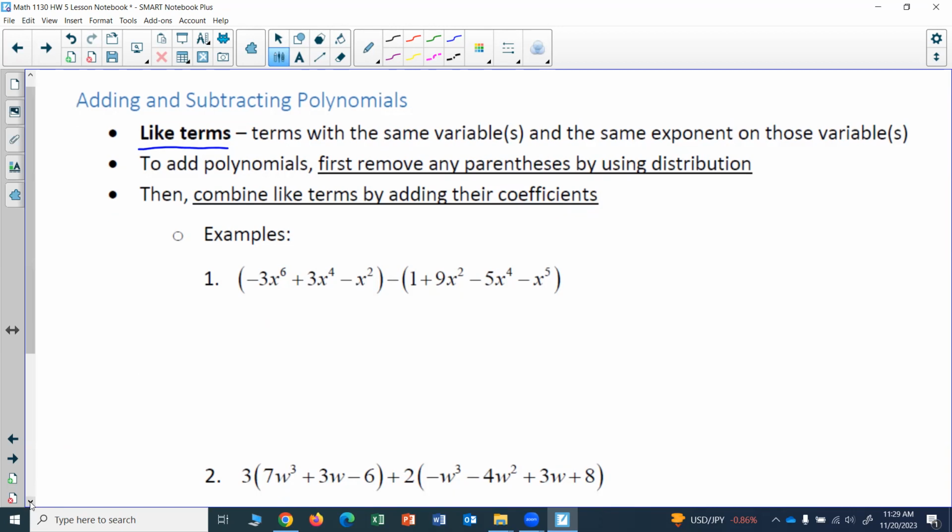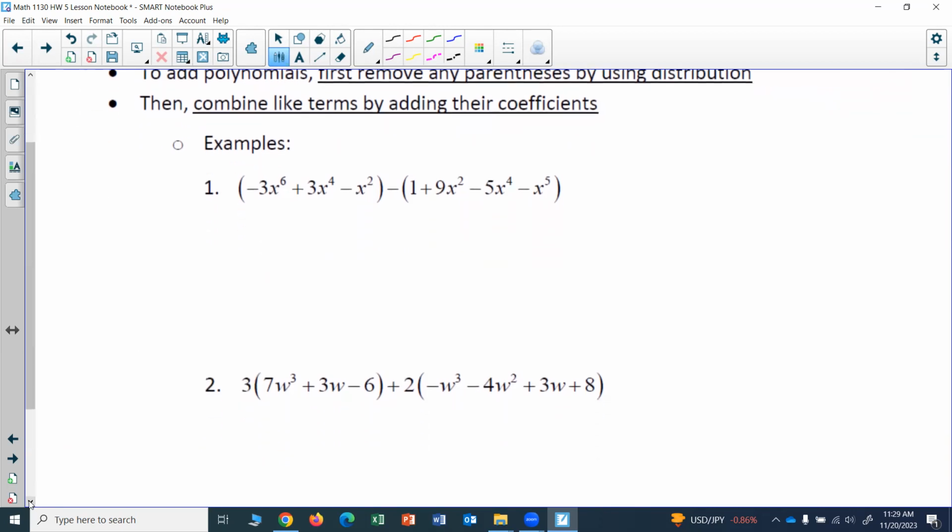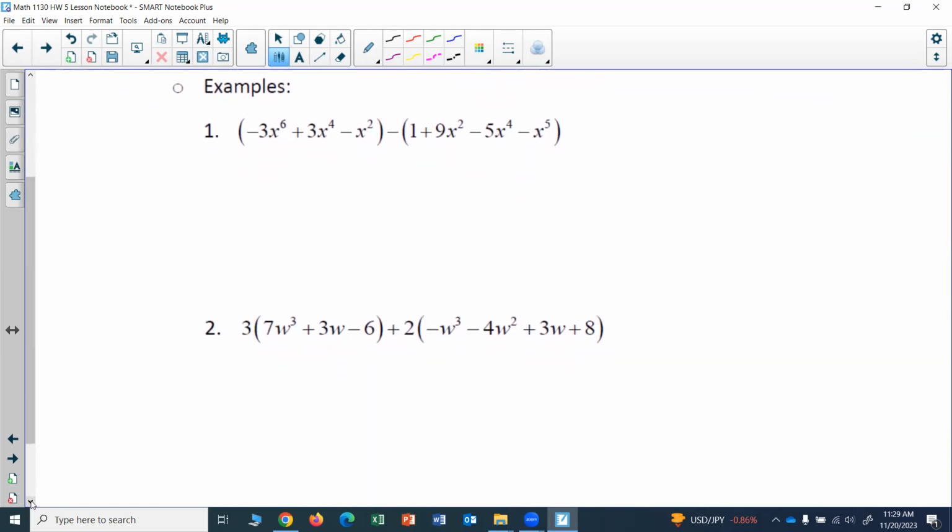Let's look at this first example. We want to subtract two polynomials. So our first polynomial, we have negative 3x to the 6 plus 3x to the 4th minus x squared. And we're subtracting the entire polynomial, 1 plus 9x squared minus 5x to the 4th minus x to the 5th.